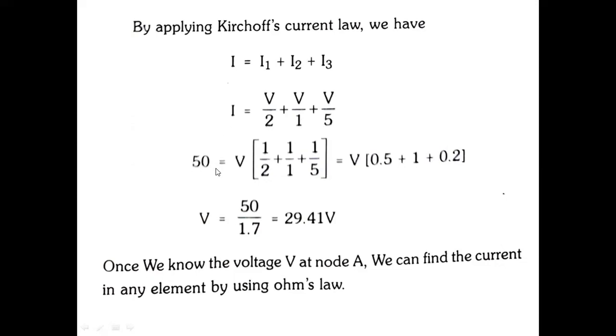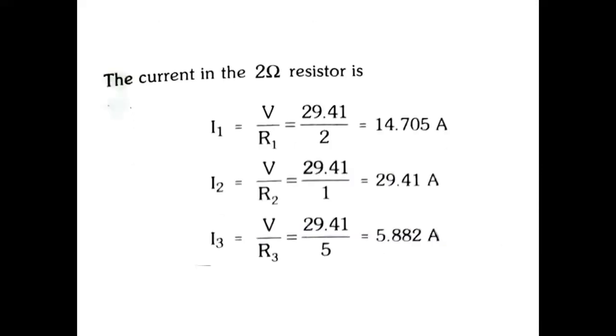So 50 is equal to V into 1 by 2 plus 1 by 1 plus 1 by 5, which is V into 1.7. So V is equal to 50 by 1.7, which is 29.41 volts. By using Ohm's law, you can find the current in each resistor. I1 is equal to V by R1, I2 is equal to V by R2, I3 is equal to V by R3. So I1 is 14.705, I2 is 29.41, I3 is equal to 5.88.